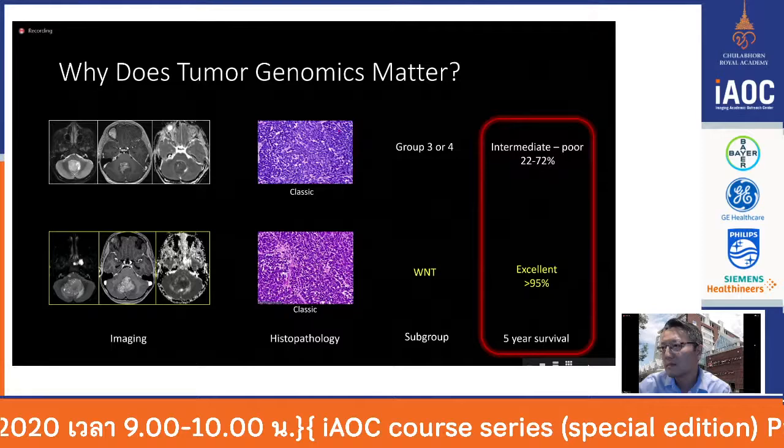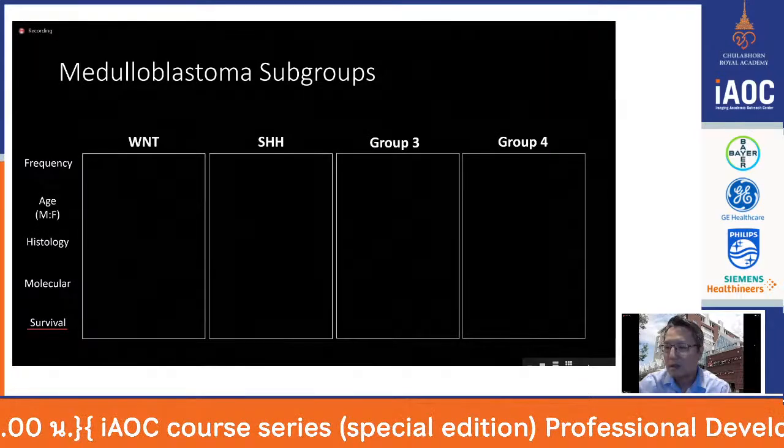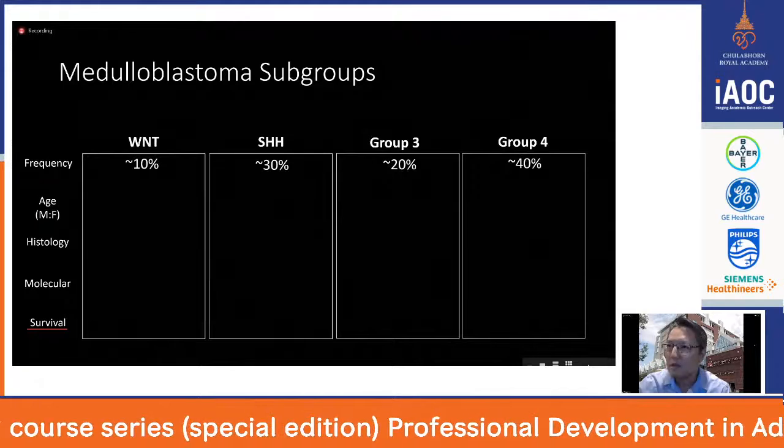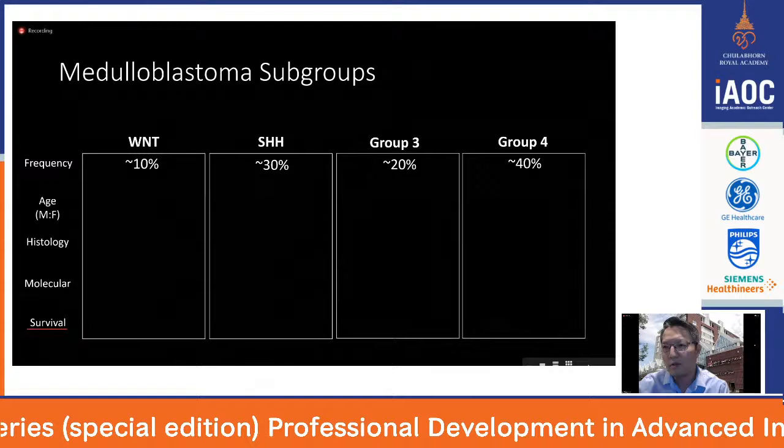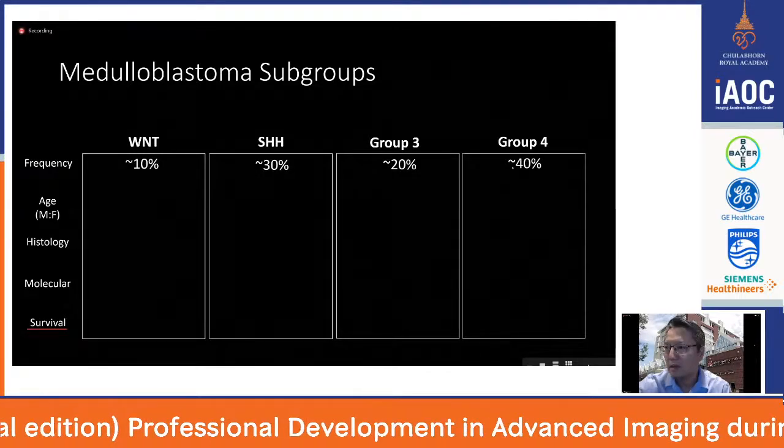So getting into medulloblastoma subgroups, there are 4 large recognized subgroups. So WNT, SHH, group 3, and group 4. And here's the frequency of medulloblastoma. So basically, WNT is the most rare. It's about 10% of all medulloblastomas, whereas group 4 is the most common at 40%. SHH and group 3 are kind of in the middle.